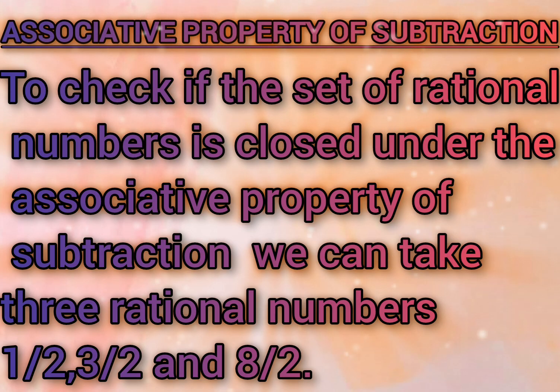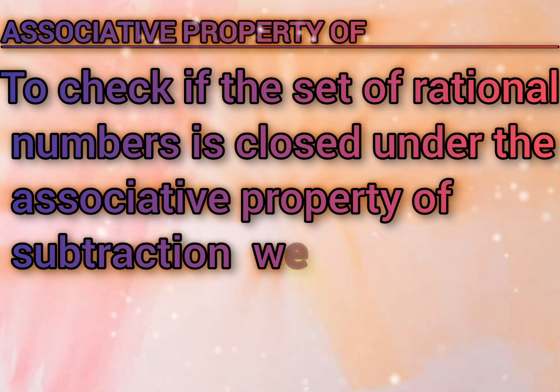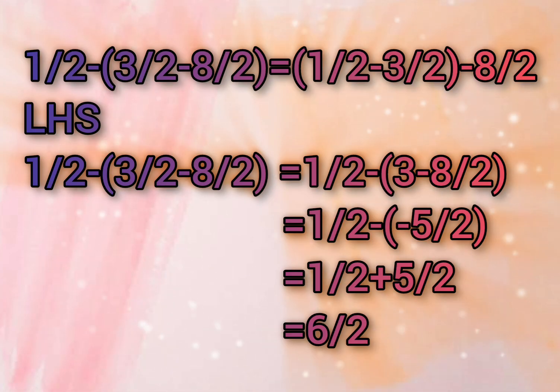Associative property of subtraction. To check if the set of rational numbers is closed under the associative property of subtraction, we can take three rational numbers 1/2, 3/2 and 8/2. Now we will calculate 1/2 - (3/2 - 8/2), which is equal to (1/2 - 3/2) - 8/2.